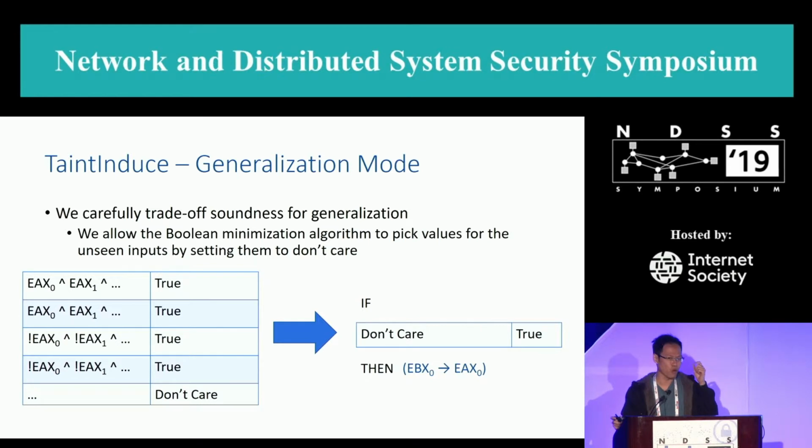We just need to make one very simple change. Instead of setting all unseen values to false, we will set them to don't care. That means we are telling the Boolean minimization algorithm that unseen values can be either true or false, as long as it gives us the most succinct condition it can find to separate these two sets. In this particular move example, what we get is the correct rule, which is a direct dependence between the EBX register and the EAX register.